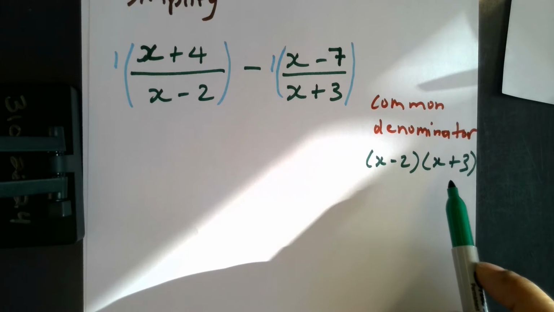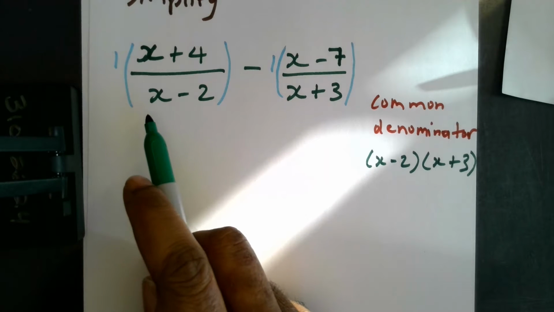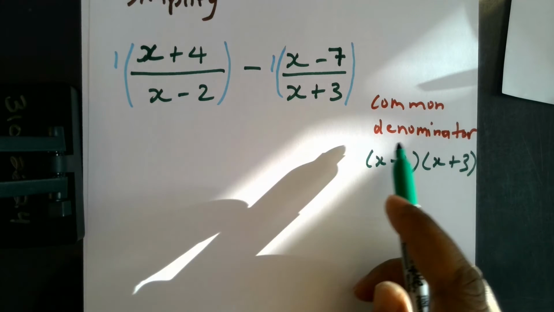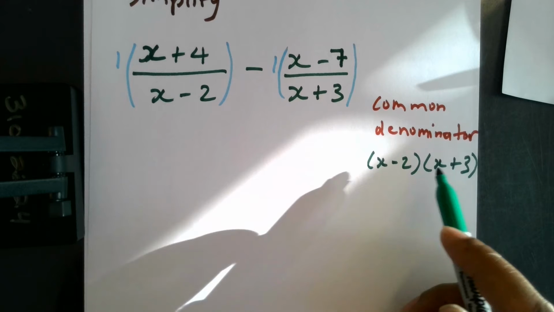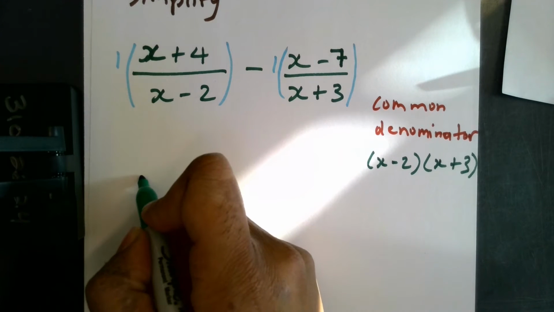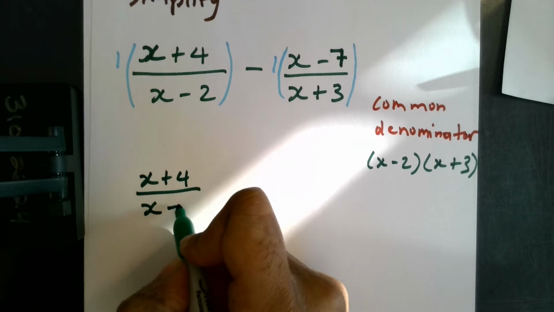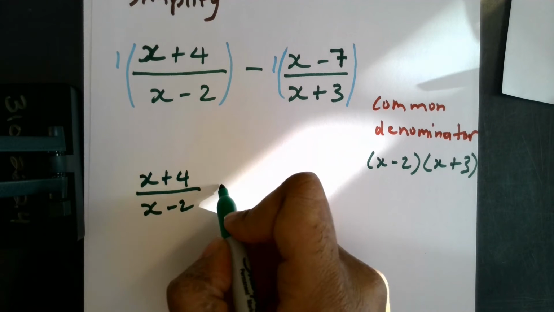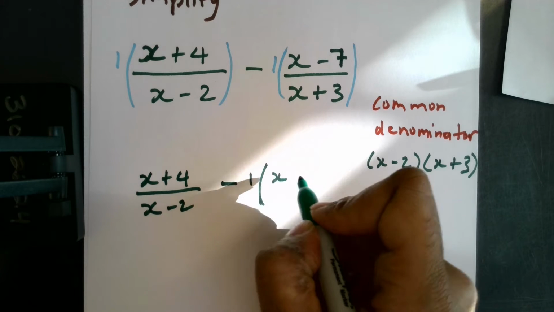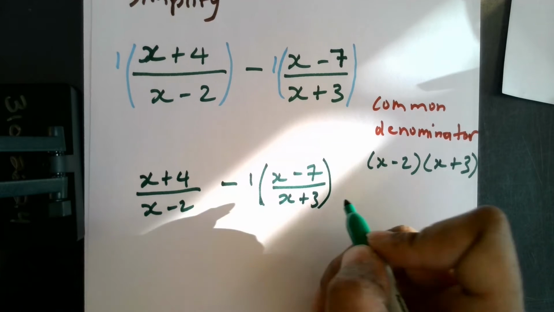My next step is to make my denominators resemble my common denominator. So let's do that. So x plus 4 over x take away 2, minus 1, times x minus 7 over x plus 3.